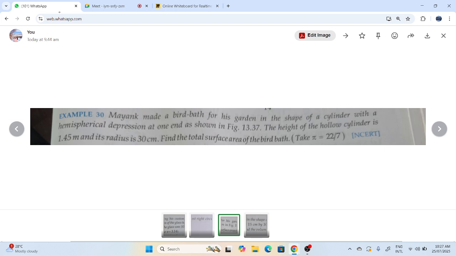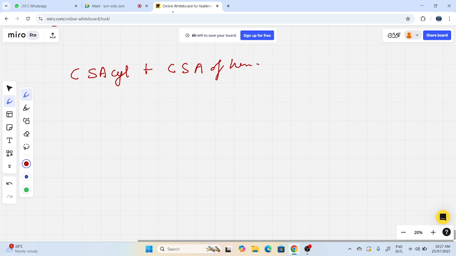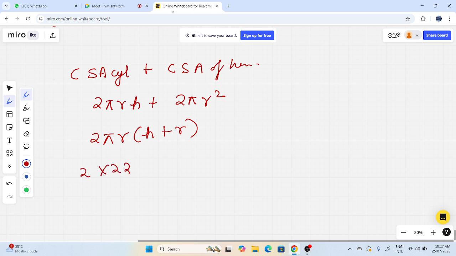Something is wrong. Give me 2 minutes, Satisha. So CSA of a cylinder is 2 pi R H and this is 2 pi R square. So 2 pi R is common, H plus R. 2 into pi is 22 by 7, and R is the radius, 30 centimeter. Height of the cylinder is 1.45 meter, we have to convert it into centimeter. So 145 centimeter plus 30.